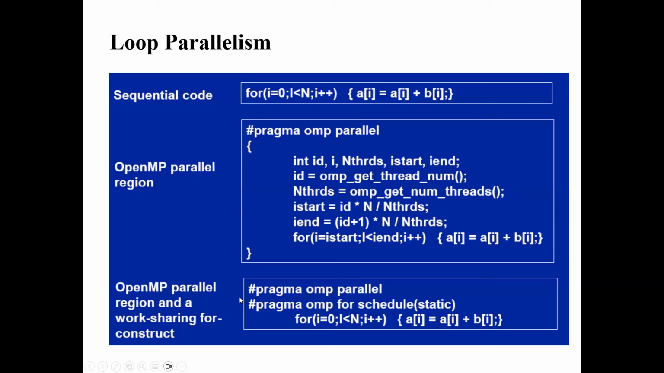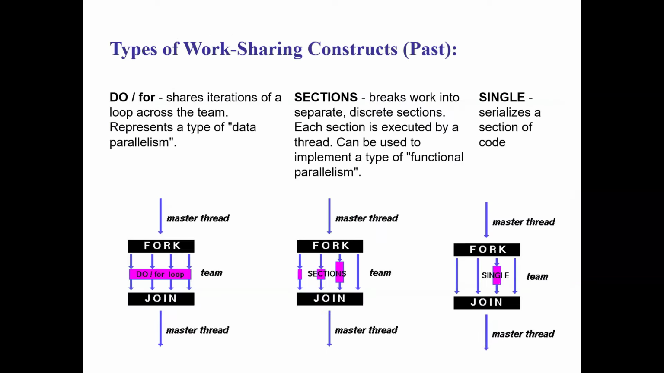And finally, we propose the work sharing constructs for C and for Fortran. This will make the programming much simpler. You just use a parallel for, and then the compiler will be smart enough to distribute this loop to a bunch of threads. And the work sharing constructs are only these three types.